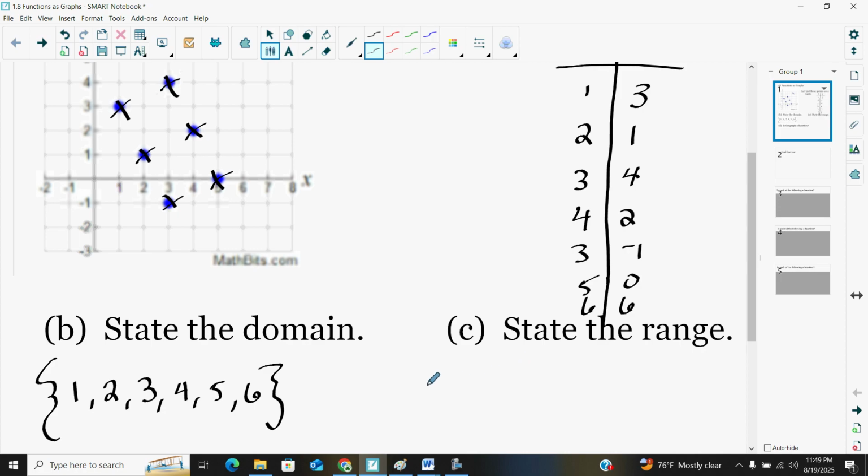The range, we do the same thing, but now we're looking at the outputs, the Y values. Our range is -1 is the smallest one, 0, 1, 2, 3, 4, and 6.